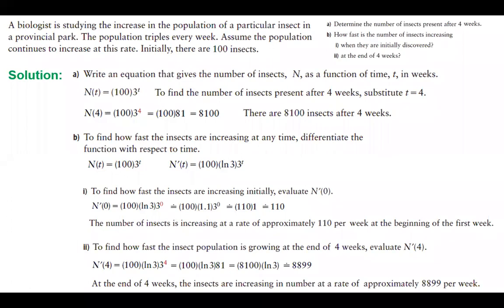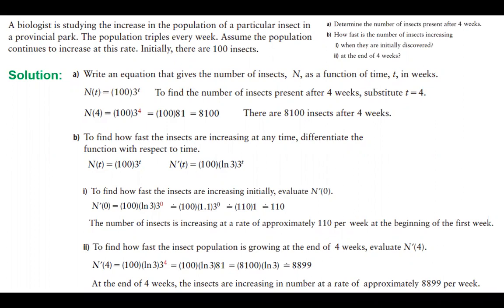Then to find how fast the insect population is growing at the end of 4 weeks, we need to evaluate n' at t equals 4, right? So substitute t equals 4 into the first derivative of n(t). That gives us n'(4) equals 100 times ln 3 times 3 to the power of 4. That equals 100 times ln 3 times 81, which is about 8899. Therefore, we can conclude that at the end of 4 weeks, the insect population is increasing at a rate of approximately 8899 per week.